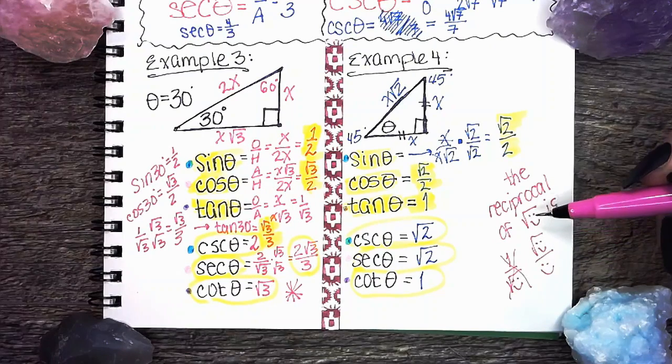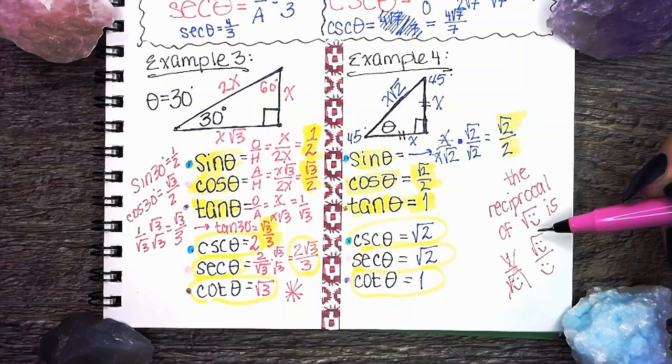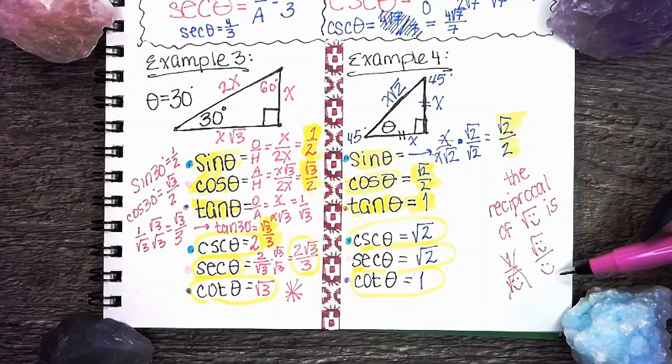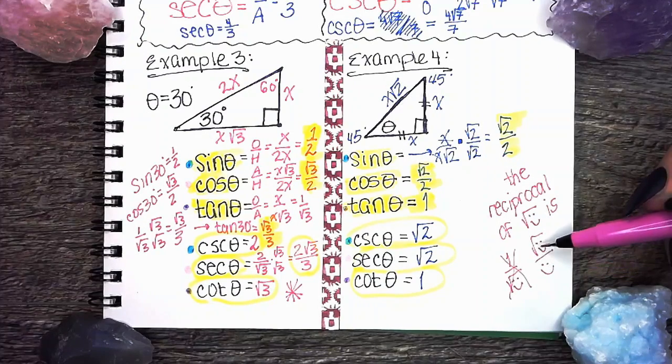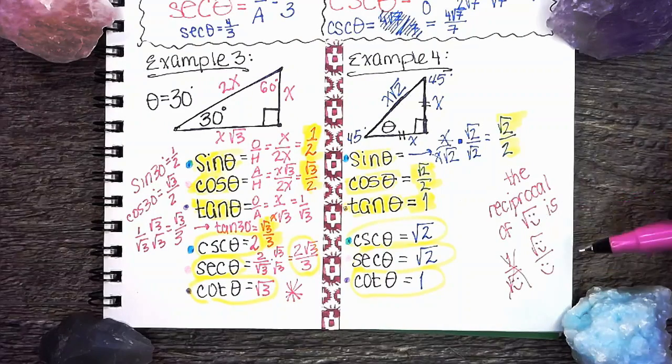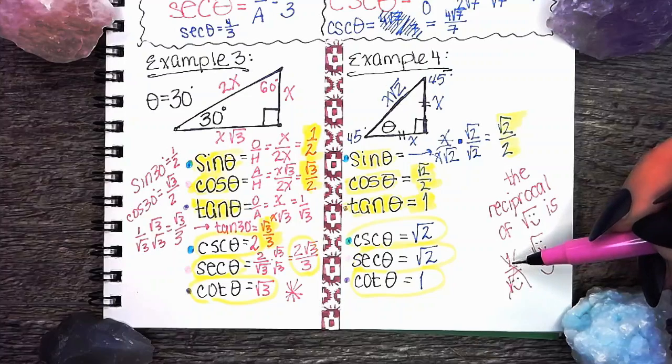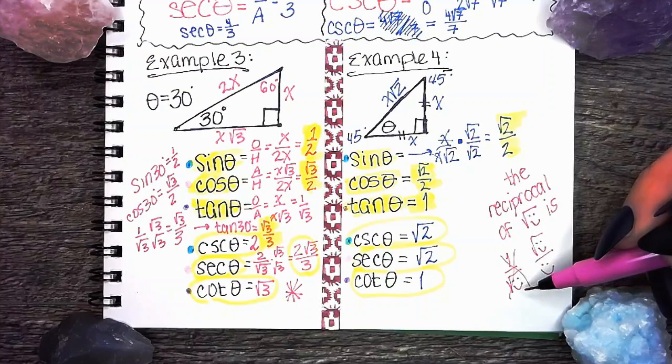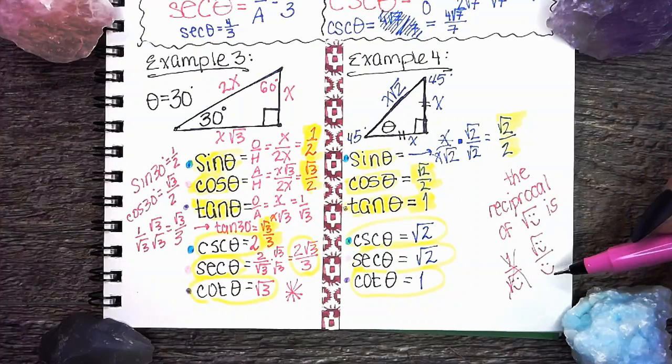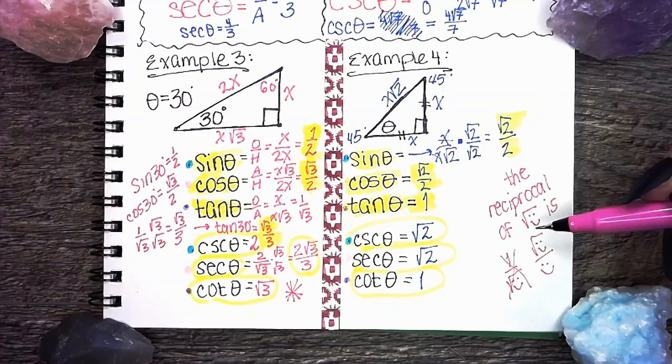So what's the reciprocal of radical 5? Radical 5 over 5. What's the reciprocal of radical 7 over 7? Radical 7. How do you rationalize 1 over radical 11? Radical 11 over 11. This is just a big time saver.